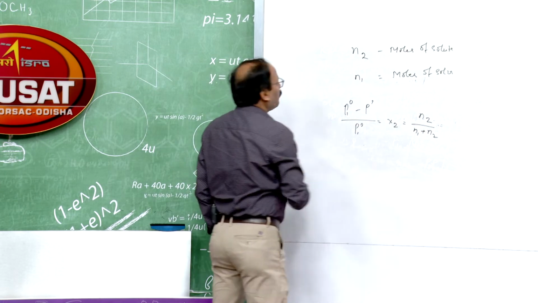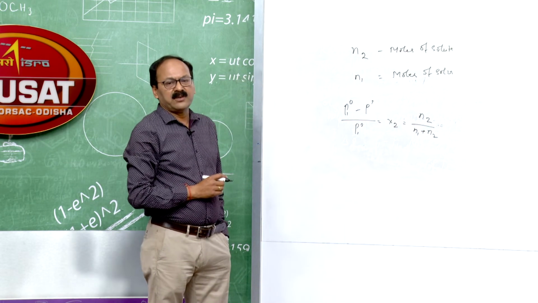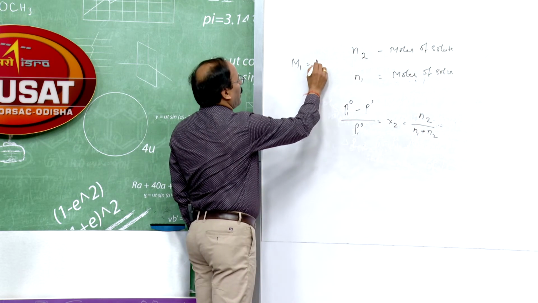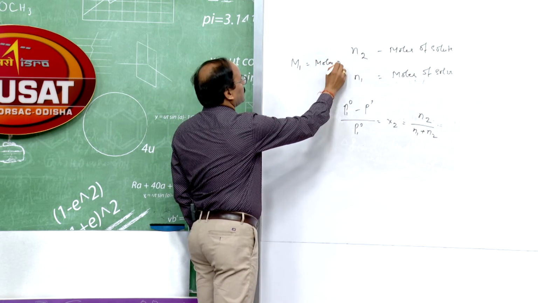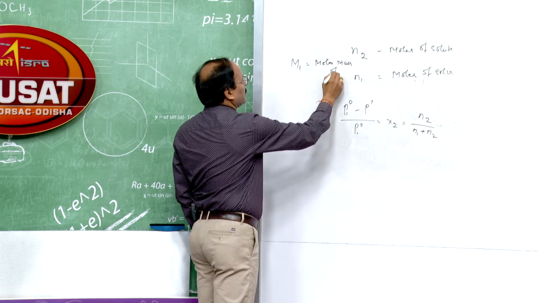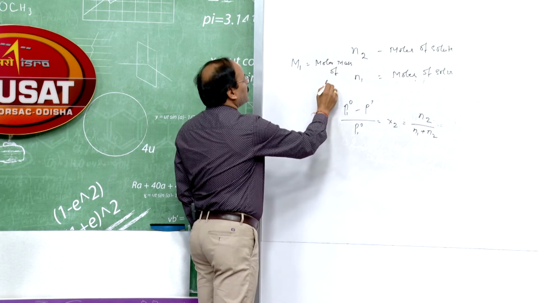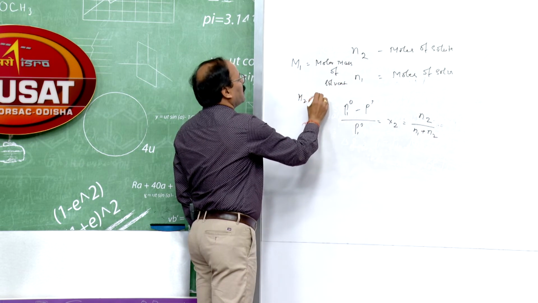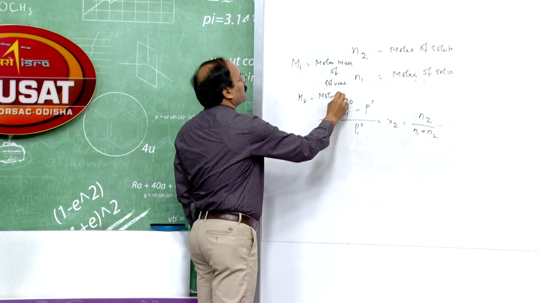But if M1 and M2 are the molar masses of the solvent and solute, suppose M1 is the molar mass of the solvent and M2 is the molar mass of the solute.